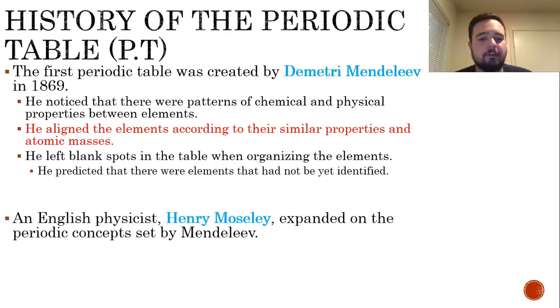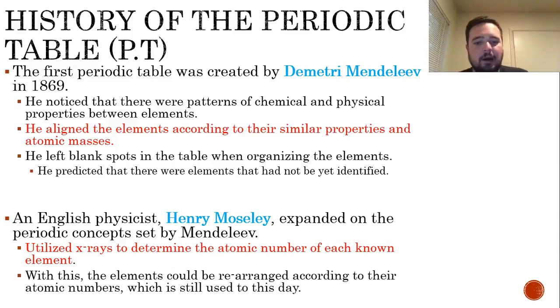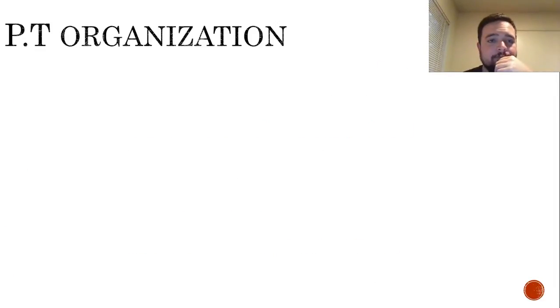An English physicist, Henry Moseley, expanded a little bit more on what Mendeleev had in his original periodic table. What he did is that he used X-rays to determine the atomic number, or the number of protons in the nucleus of each atom of an element that we had already discovered. And he noticed that as the atomic number went up, the chemical and physical properties would also create the same pattern. So he was able to identify the atomic number, the number of protons, that determines the chemical and physical properties as well. He was the first one to reintroduce the periodic table in a new version where he rearranged the elements according to atomic number, which we still use to this day.